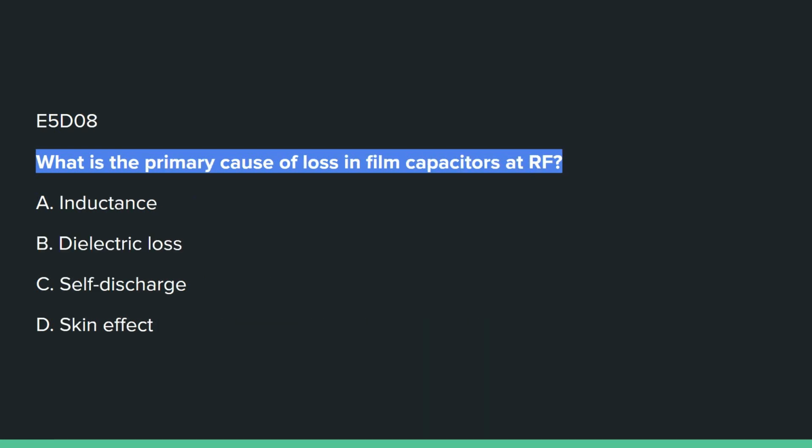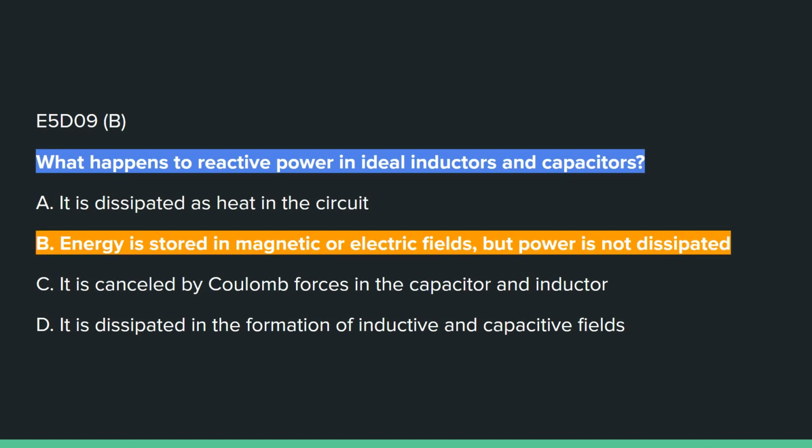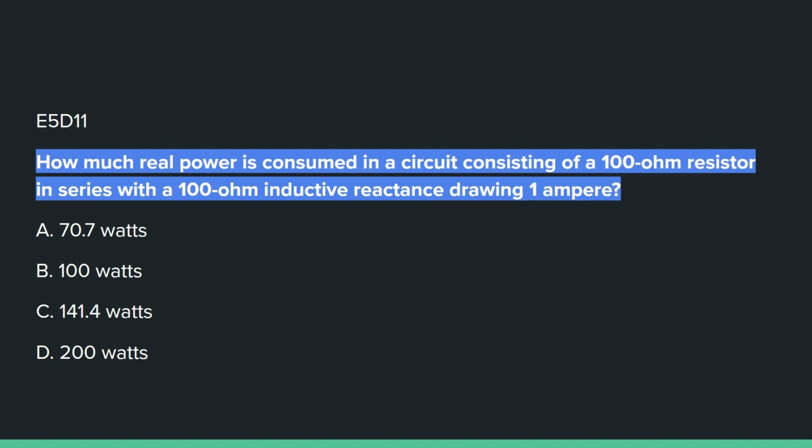E5D08, what is the primary cause of loss in film capacitors at RF? D, skin effect. E5D09, what happens to reactive power in ideal inductors and capacitors? B, energy is stored in magnetic or electric fields, but power is not dissipated. E5D10, as a conductor's diameter increases, what is the effect on its electrical length? D, it increases. E5D11, how much real power is consumed in a circuit consisting of a 100 ohm resistor in series with a 100 ohm inductive reactance drawing 1 ampere? B, 100 watts.